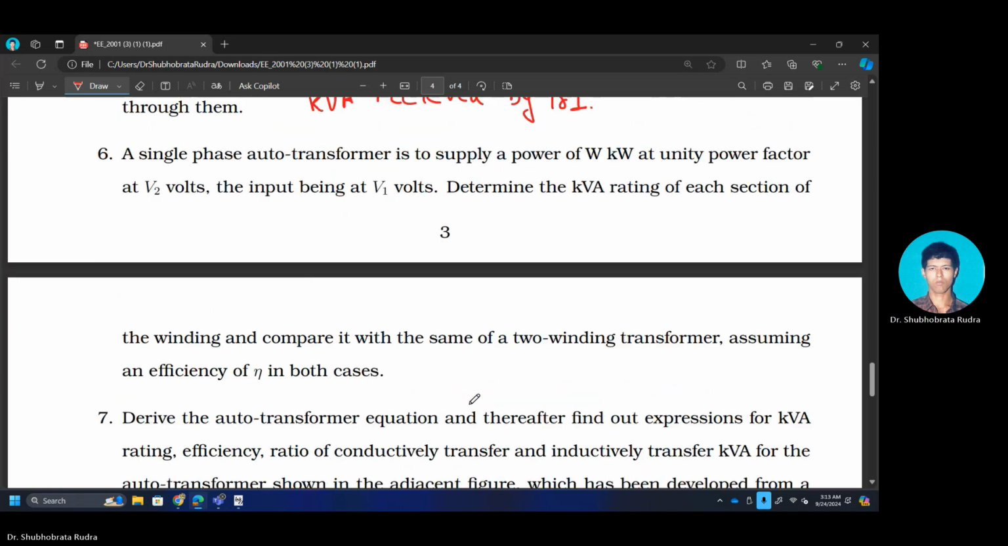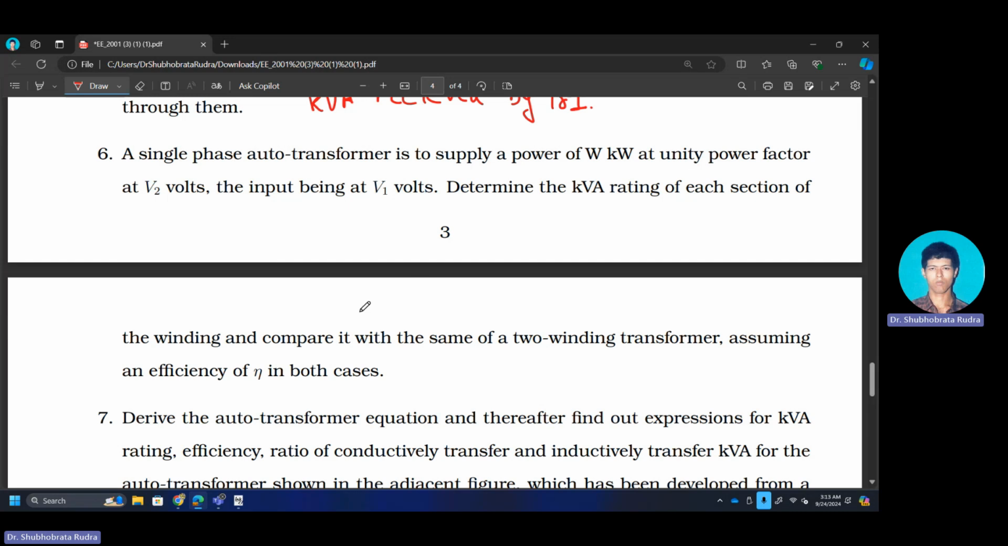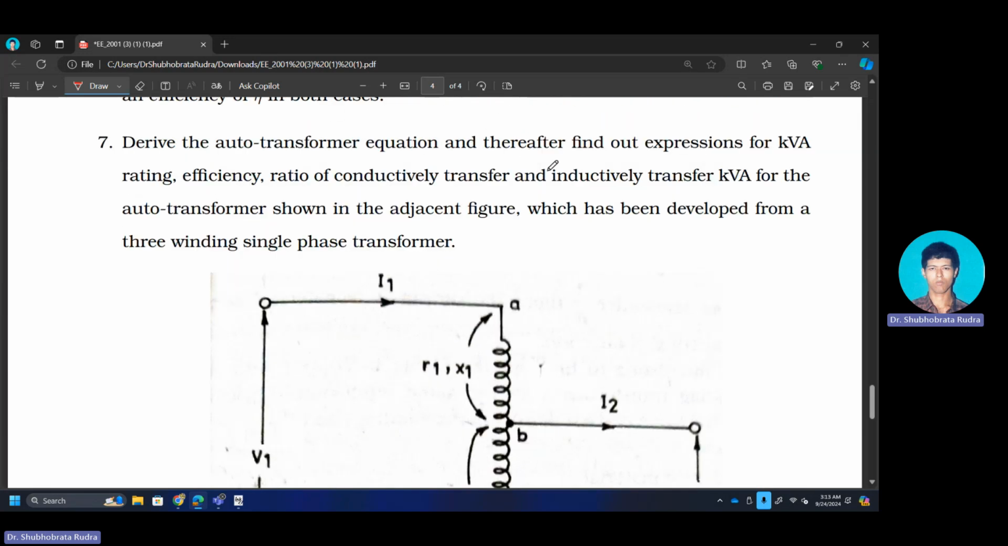A single phase auto transformer supplies power of W kilowatt at unit power factor at V2 volt, with the input being V1 volt. Determine the KVA rating of the sections of the winding. This is very simple. I'll share its solution. It's too easy to discuss. Derive the auto transformer equation and thereafter find out the KVA conductively transferred and inductively transferred.